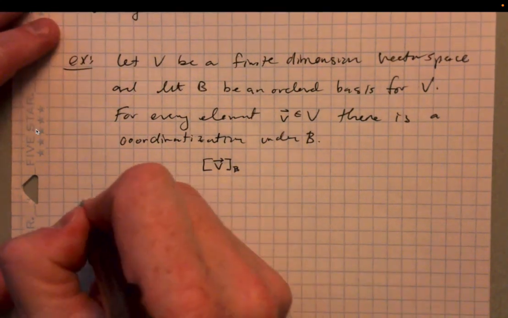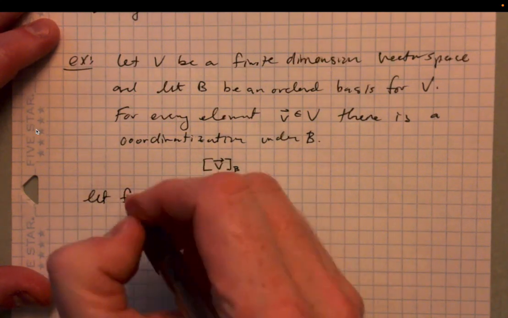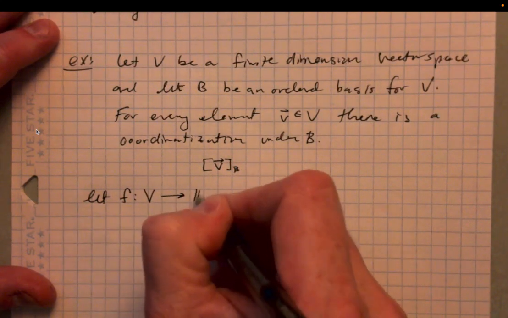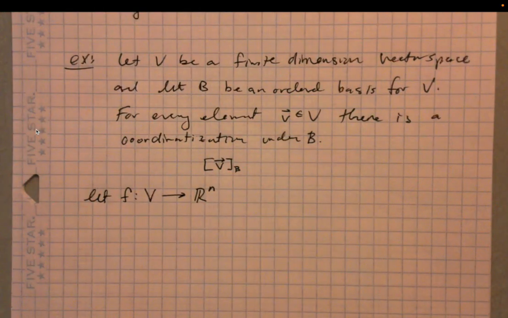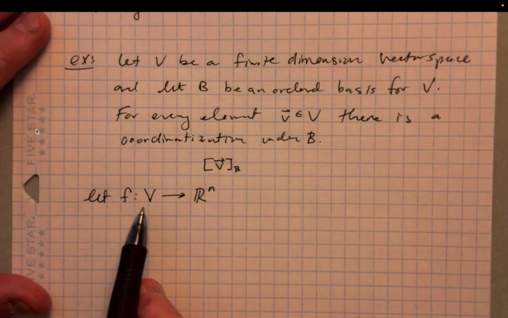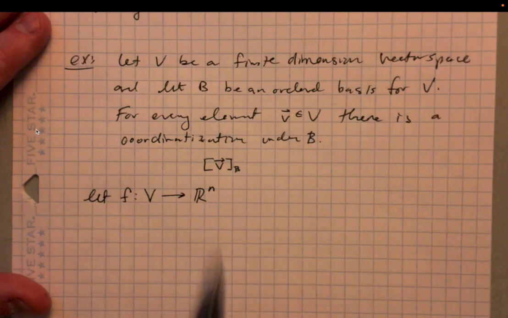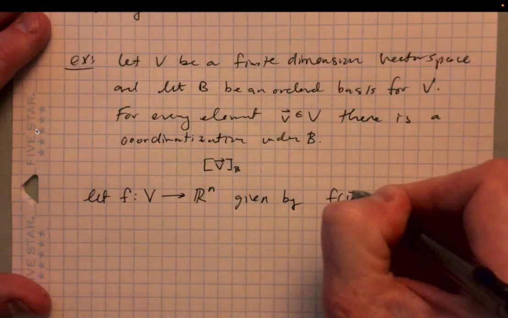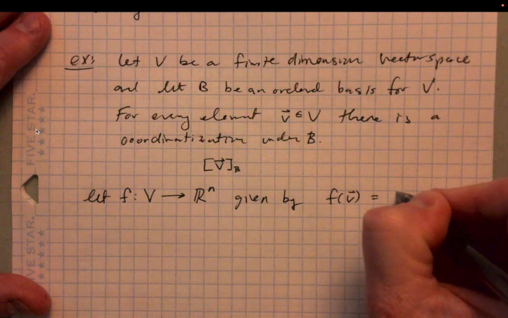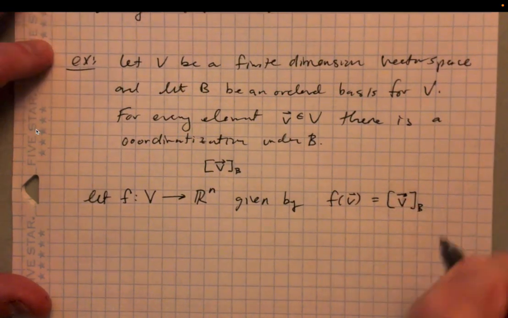Okay, and so now we can define the function. Let F be the function from the vector space into Rn. Here we're assuming that V is n dimensional, meaning that it has n basis vectors. So let f be the function from the vector space V to Rn, given by, what do you think it's going to be? Well, it's going to be the coordinatization of it, isn't it? So f of V is equal to basically the coordinatization of V under B.